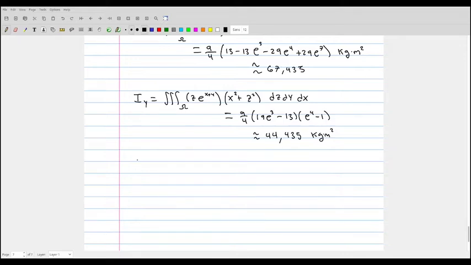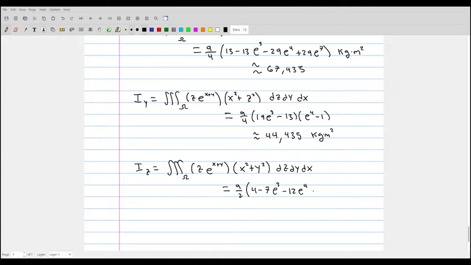And the z moment of inertia will be the triple integral over omega of the density function times x squared plus y squared, which is exactly equal to 9/2 times 4 minus 7e cubed minus 12e to the 4th plus 15e to the 7th, which is approximately equal to 70,460.